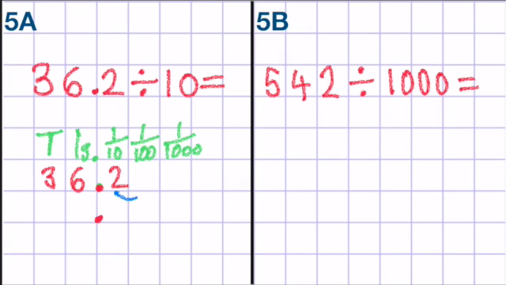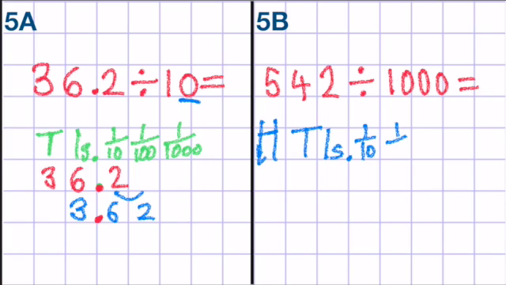The digits are all going to move 1 place because 10 has 1 zero and we're dividing. So the 2's moved across once, the 6 follows, the 3 follows, so it's 3.62.